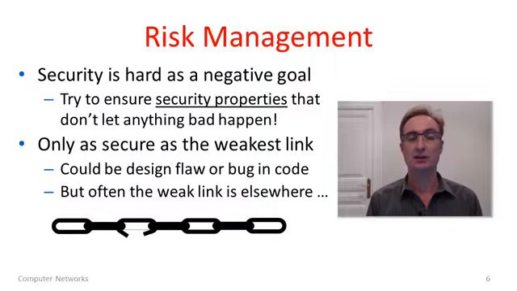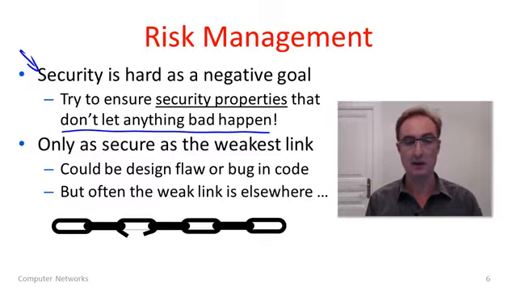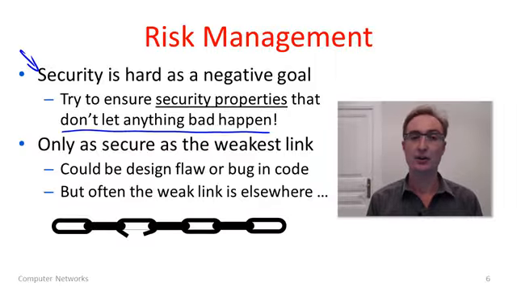So now we have a bit of an understanding of the different threats, and there are different kinds of security. As we assess security, we'll often take a risk management point of view. This is because security is really a negative goal. That makes it hard. You're trying to stop something happening. So you're trying to ensure positive properties by making sure that you don't let anything bad happen. Well, how are you going to make sure that's the case? The difficulty here is that a system is only as secure, for whatever property you care about, as the weakest link in the chain.